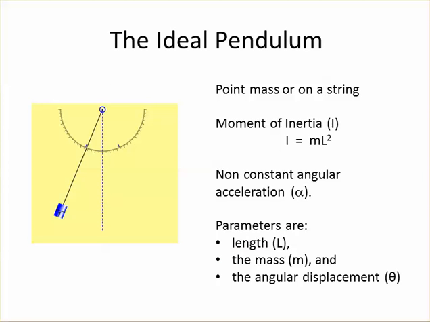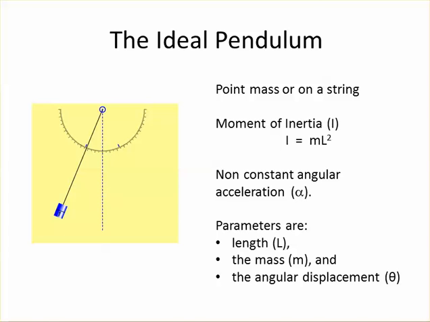Our ideal pendulum consists of a point mass on the end of a massless string. Of course, we don't have massless strings and we don't have point masses, but the approximation works. The moment of inertia of this object is simply the mass times the square of the distance from the center of motion. In this case, the distance from the center of motion is just the length of the string.